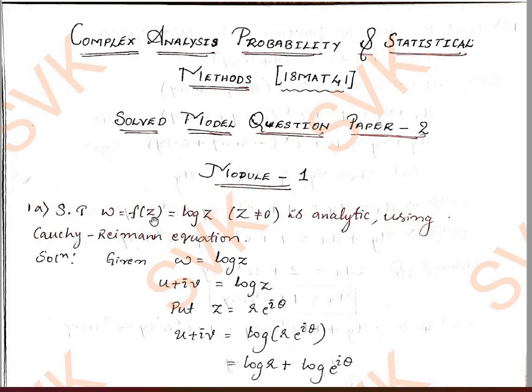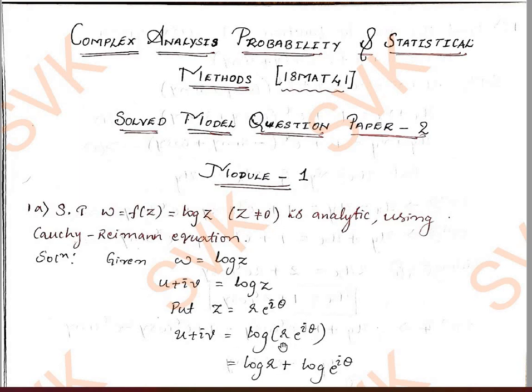So given f of z, you are required to show that it will verify CR equation and hence show that it is an analytic function. Consider W equal to log z. As it is a log function, we can't apply laws of logarithm for log of a plus b. So I will go with the substitution for z as r e power i theta and W as u plus iv. After that substitution, u plus iv is equal to log of r e power i theta.